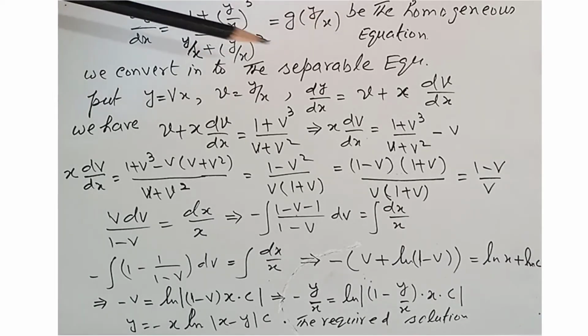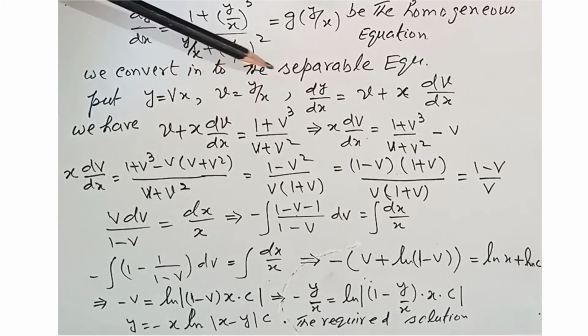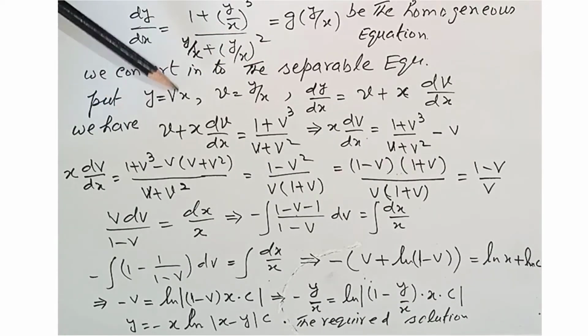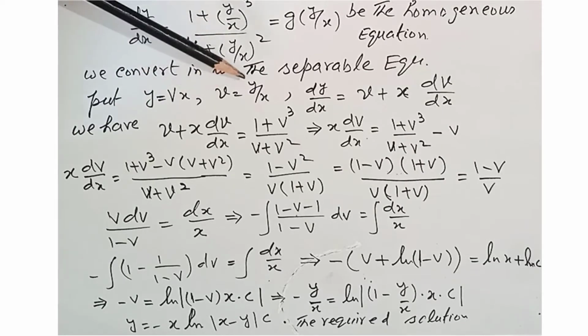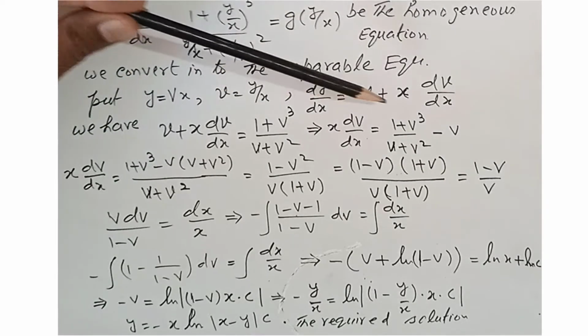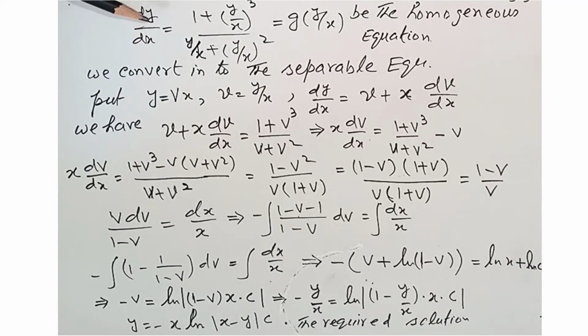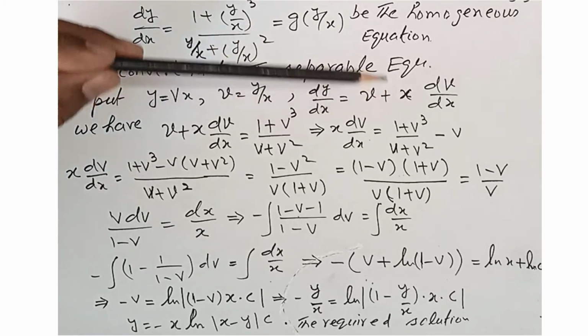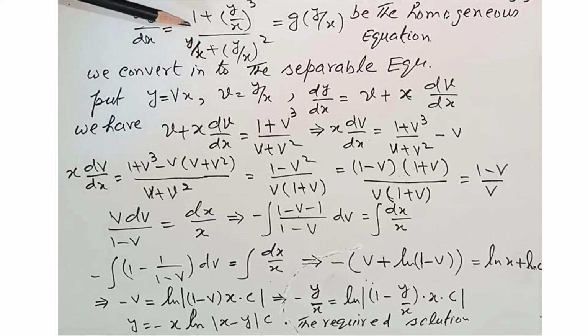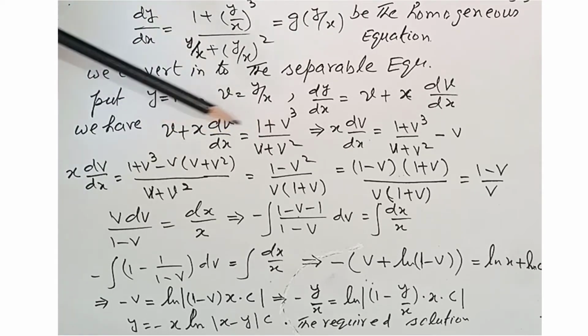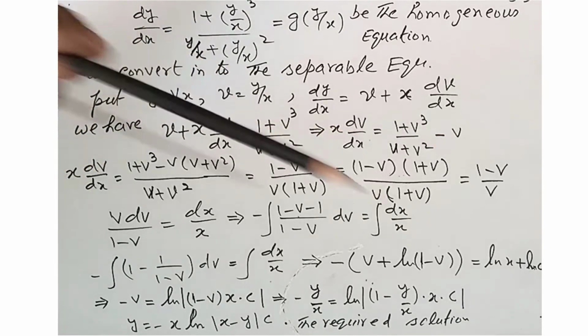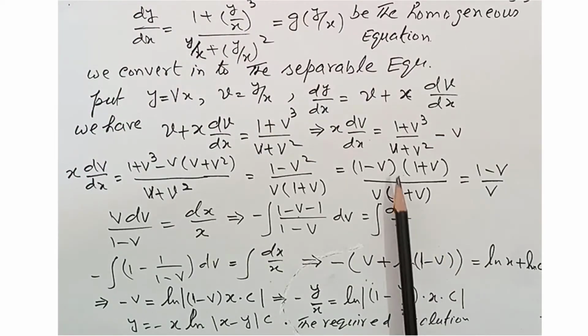Being a homogeneous equation, we convert it into a separable equation by putting y equal to vx. So v equal to y by x and dy by dx equal to v plus x into dv by dx. In this place, we put v plus x dv by dx. In place of y by x, we put the value of v. This becomes 1 plus v cube over v plus v square. Now, this equation can be written as x dv by dx equal to 1 plus v cube over v plus v square minus v. Now, by simplification, this will be LCM.